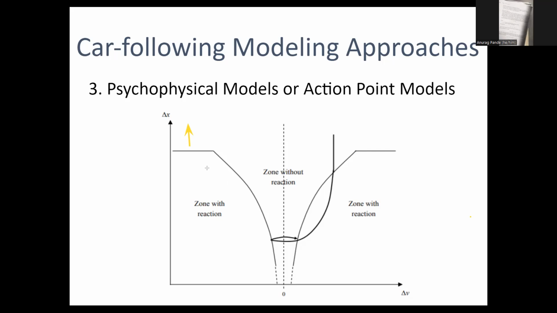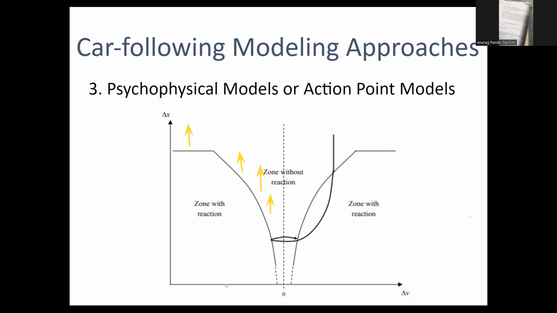Then as you can see, it's a two-dimensional plane here. You could still have a zone without reaction in all these places if the delta v is small. If you are driving way slower than the leader, if your delta v is slower than the leader, you can still have a zone without reaction.